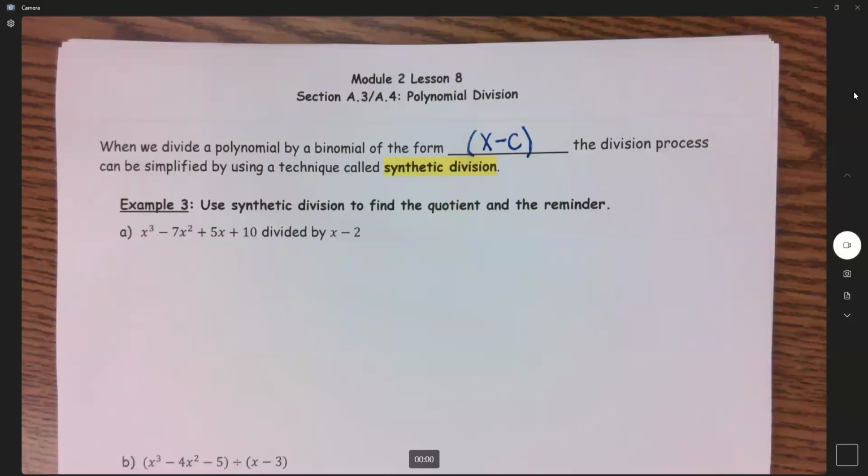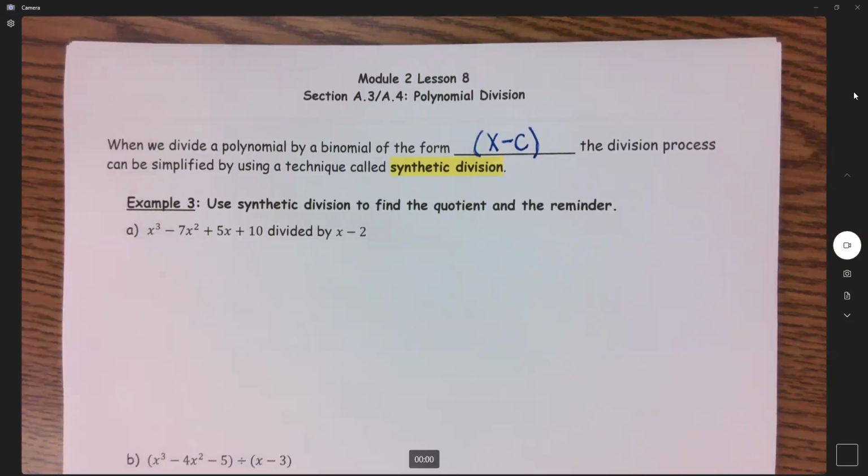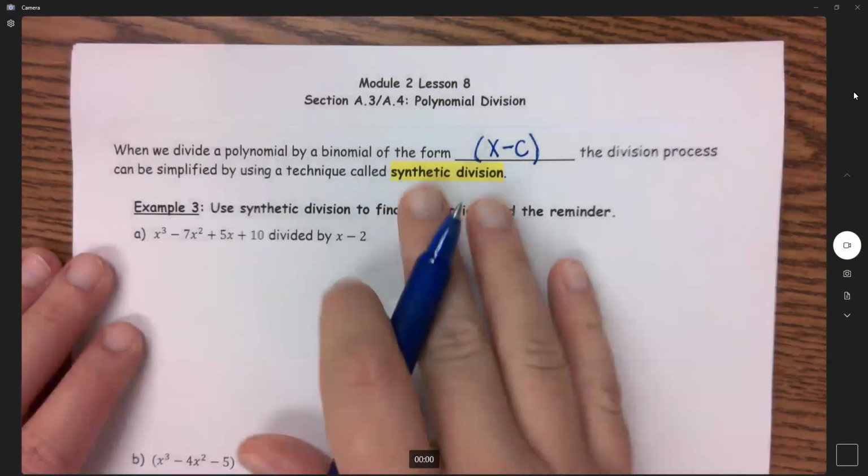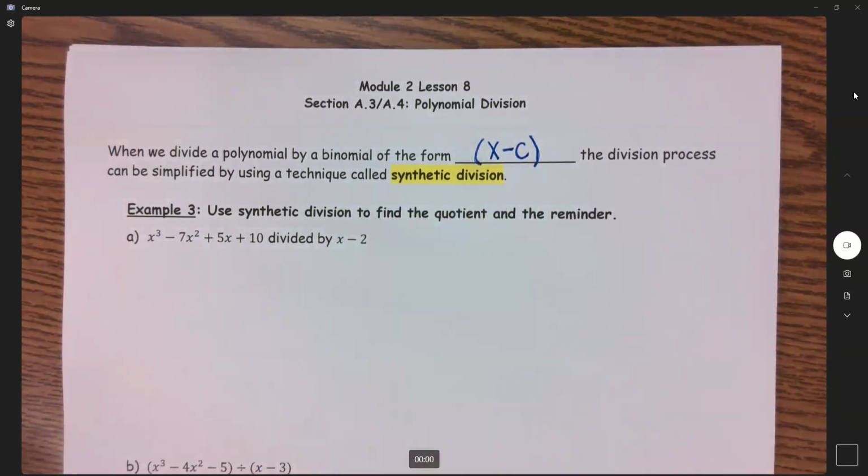In this video, we're still going to divide polynomials, but now we're going to use something called synthetic division. And it says right here, when we divide a polynomial by a binomial in the form of x minus c, the division process can be simplified by using the technique called synthetic division. Now, you're going to love synthetic division in comparison to last video using long division, but we still need long division.